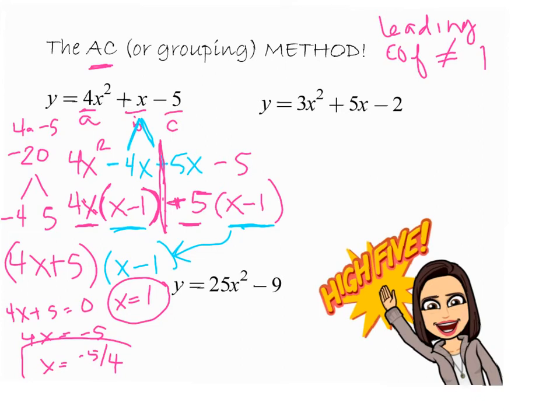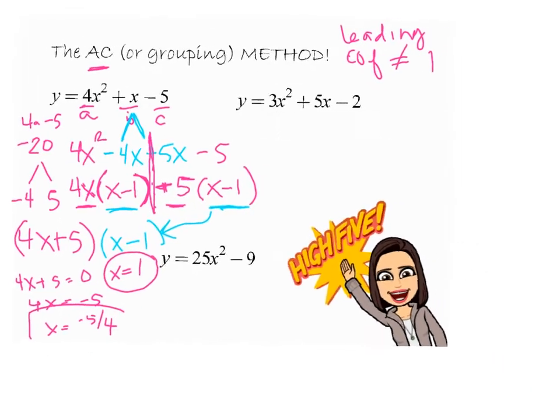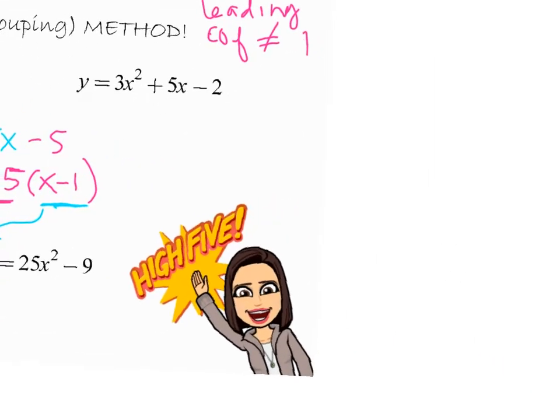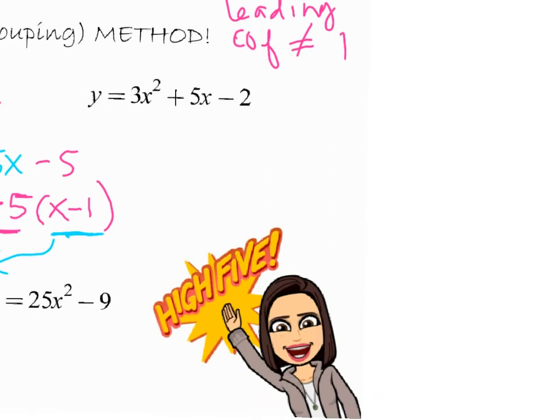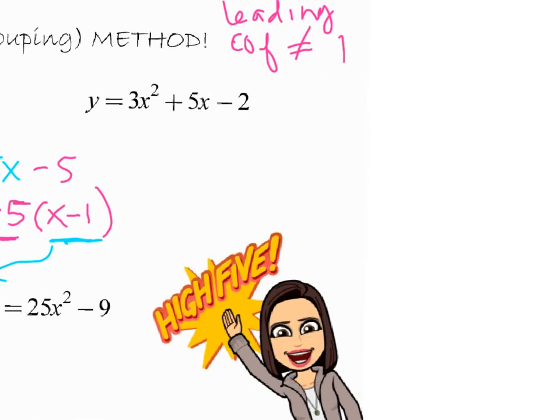I'm going to do the AC method one more time. I'm going to move this over so that I have more room to write. The first thing that I'm going to do is take A times C. So A is 3, C is negative 2. So 3 times negative 2 is negative 6.